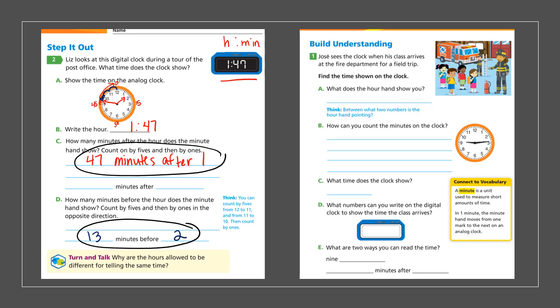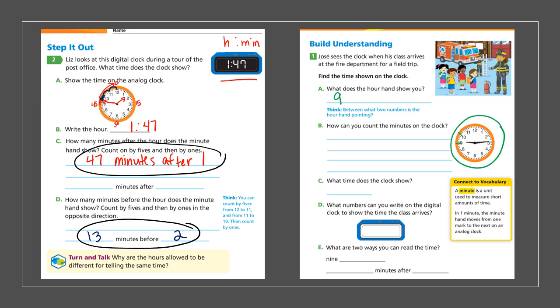Jose sees the clock when his class arrives at the fire department for a field trip. Find the time shown on the clock. So let's take a look at the clock that's over here. What does the hour hand show you? And it says, think, between what 2 numbers is the hour hand pointing? Well, the hour hand is between the 9 and the 10. Since it has not reached the 10 yet, I know that the hour hand is 9.